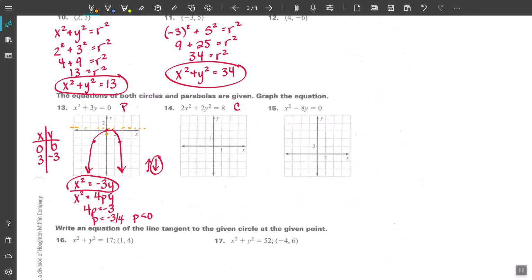Okay, so moving on to number 14. Now we know we have a circle. If we have a circle, we need to check and make sure, of course, that it's in standard form like we have to do for every function before we graph it. This one is not, because the lead coefficient is 2 on both my x squared and y squared instead of 1. So I'm going to factor out the GCF of 2 on that left-hand side.